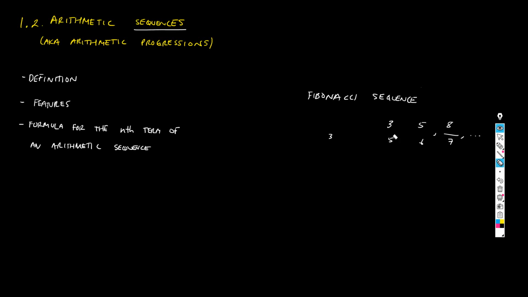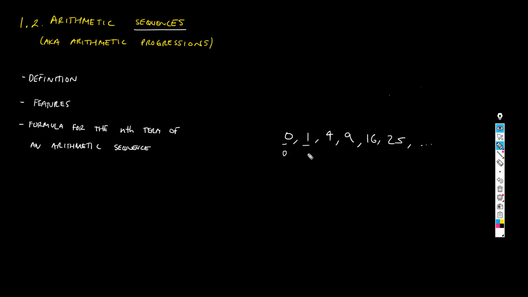What other type of sequence can we have? For example, what about this sequence, guys? 0, 1, 4, 9, 16, 25, etc. What is the property that each of these numbers is following? Is there any pattern, any rhyme and reason? Yeah, right. Each of these terms in this sequence is actually the square of an integer, of a natural number. 0 is the square of 0, 1 is the square of 1, 4 is the square of 2, 9 is the square of 3, 16 is the square of 4, etc.